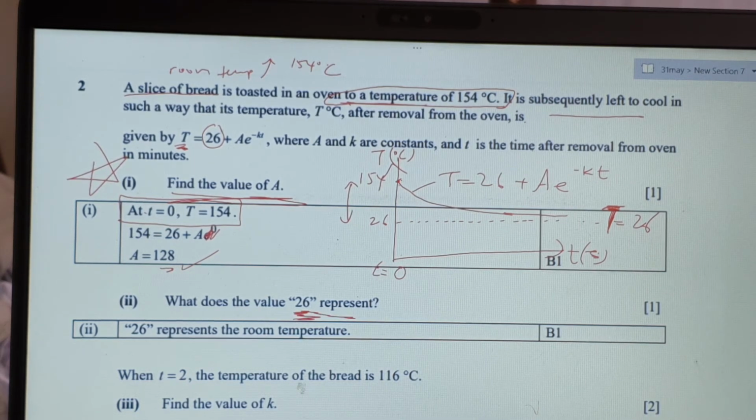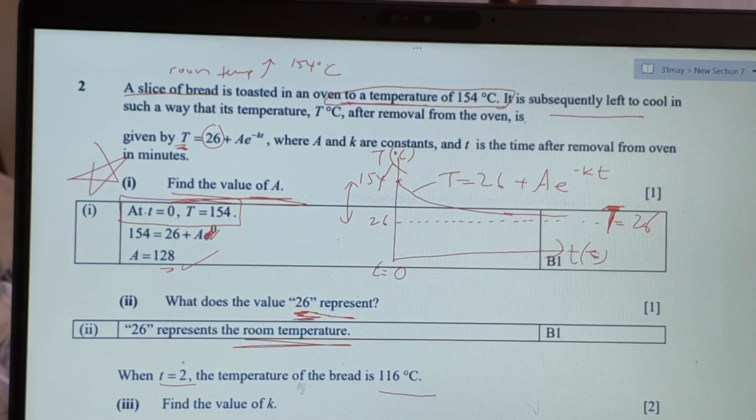Okay? And now they ask you, what does 26 represent? Just like I told you, the temperature is going to go low. It's going to go nearer and nearer to 26, but it's never going to reach 26. So what is this 26? Just the room temperature, okay? And when they say when time equals 2, the temperature of the bread is 116. Find the value of K.